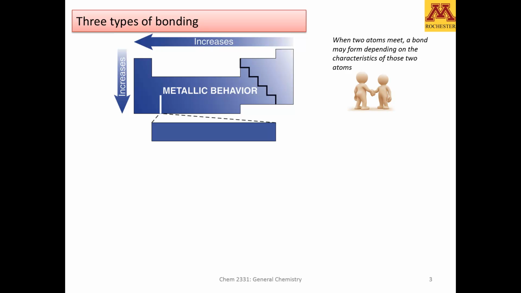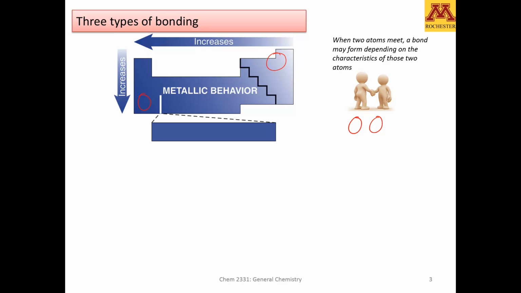We will start studying the chemical bond by just considering that a chemical bond is formed when two atoms meet. Depending on the identity of those two atoms, depending on where they are, if they are a nonmetal or a metal, the characteristics of that bond will be very different.